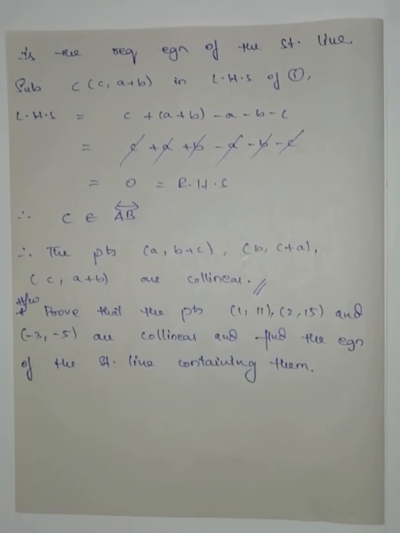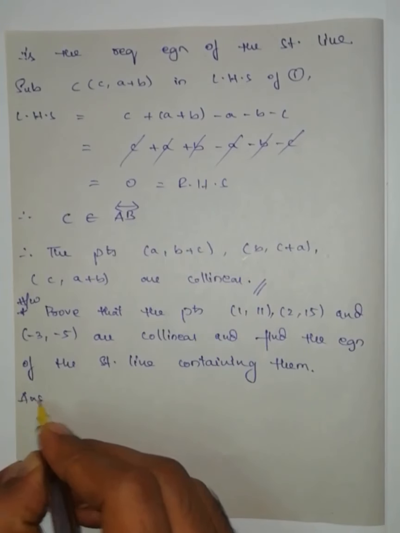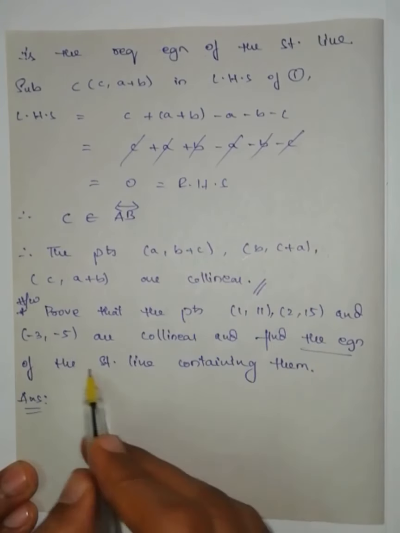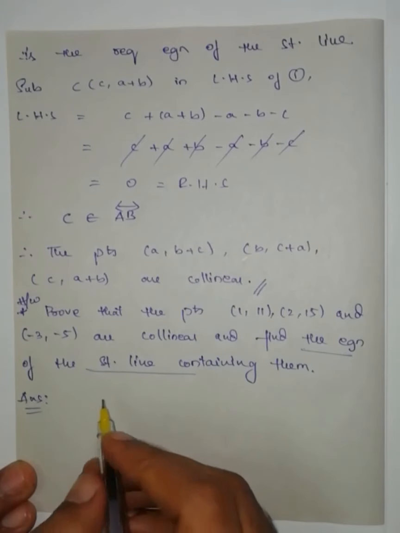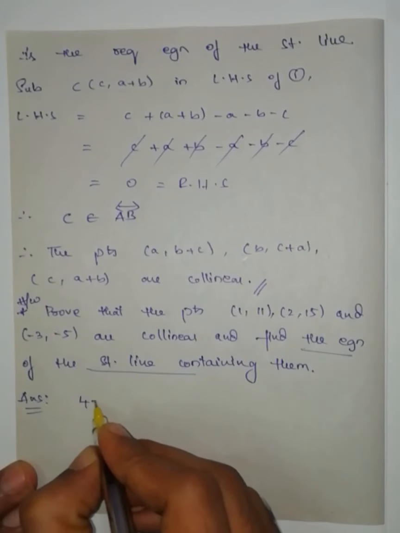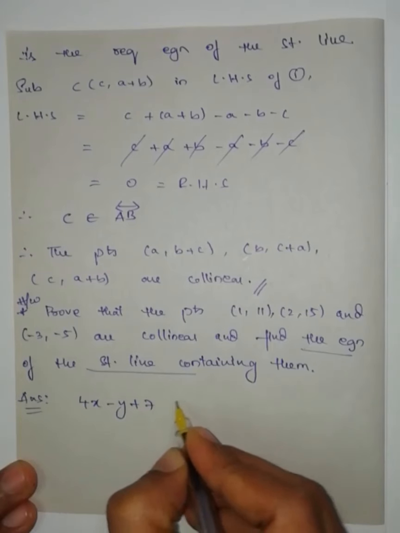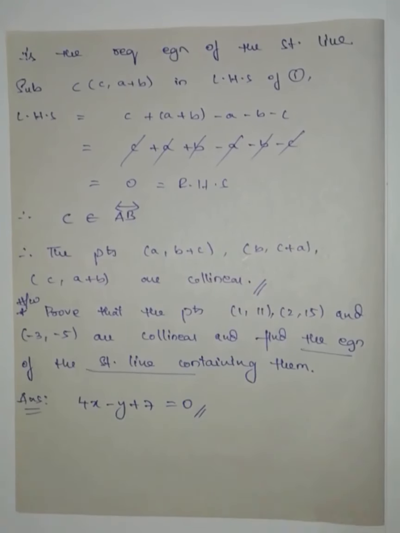It's the same process. Here we have to first prove the 3 points are collinear and we have to find the equation of a straight line. First find the equation of a straight line and prove whether it is collinear. And the answer for the equation of a straight line, you have to get this one, is 4x minus y plus 7 is equal to 0. This one you have to get as an answer, and you can prove it by substituting the third point, whichever you are taking.